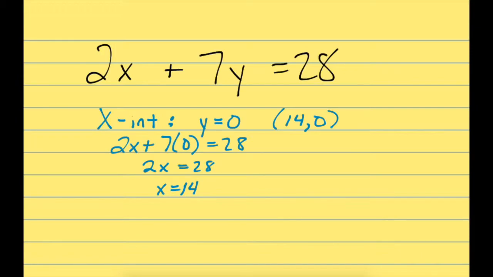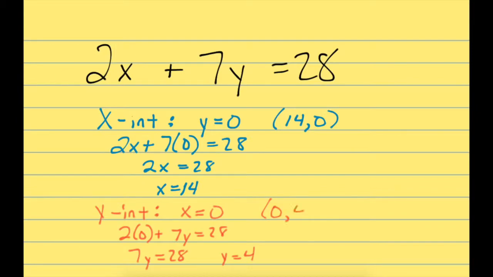If we want to find our y-intercept, we look at the other side of the coin. The y-intercept is where it crosses the y-axis, where the x value is 0. So we're going to put in 0 for x. So we have 7y equals 28, which means that y will equal 4. So (0, 4) is our y-intercept. That would give us 2 points that we could use to graph our equation.